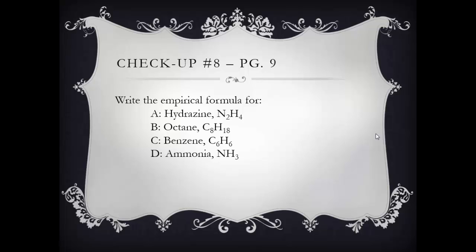So, question checkup number 8. Write the empirical formula for each compound. Hydrazine is a very explosive compound, can be reduced. Octane can be reduced to C4H9. Benzene, CH, and then ammonia cannot be reduced, so the molecular is NH3.